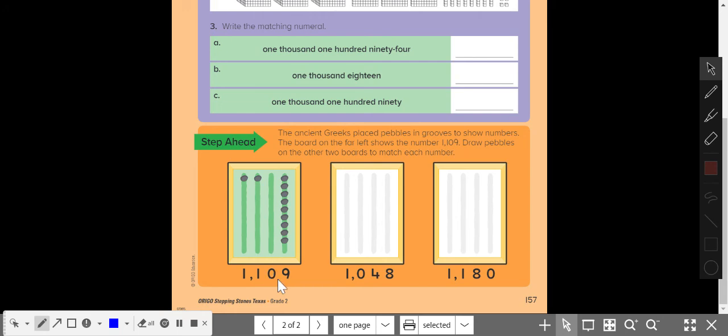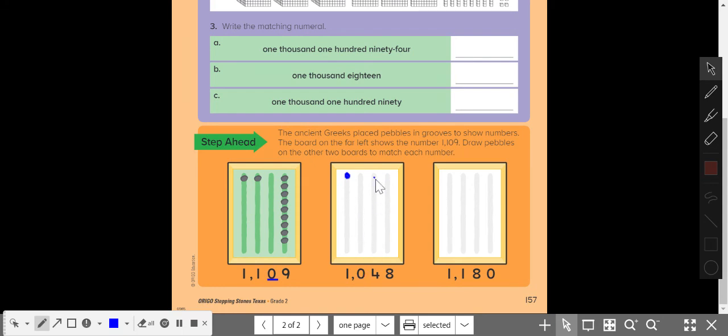I notice that they don't have anything in the tens place. They have a 0 there. So this rod or this groove is empty. So they have 1 in the thousands place, 1 in the hundreds place, 0 in the tens place, and 9 in the ones place. So we're supposed to do that for these two numbers. So 1,048. So my 1,000 goes here. I don't have a number in the hundreds place, so I'm going to leave it blank.